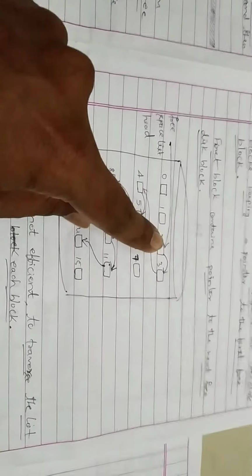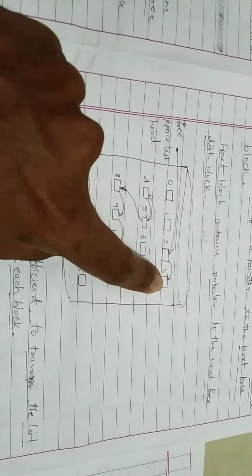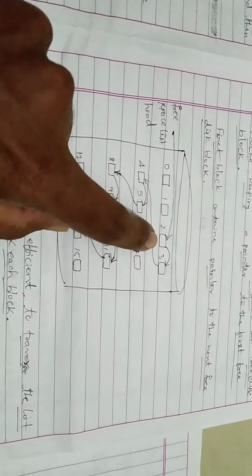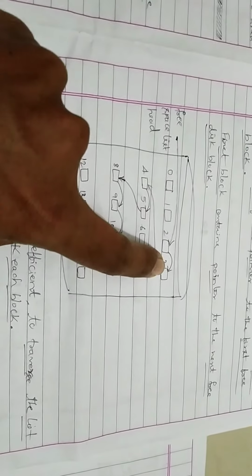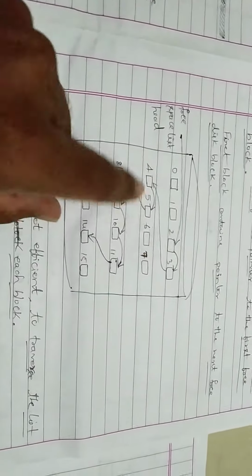Now what we do here is use a pointer which points only to those blocks which are free. Blocks 0 and 1 are not free, so there is no link, but 2 and 3 are free, so there is a pointer from 2 to 3, next 3 to 4, 4 to 5, like that. That's how you keep track of all the blocks which are free in your secondary storage.